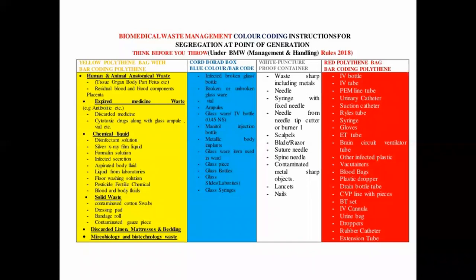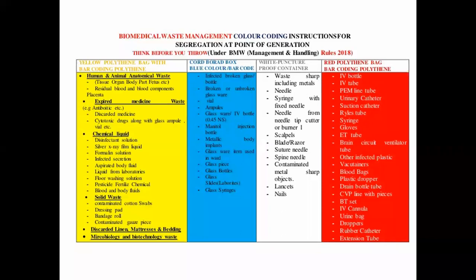Solid waste like your dressing pads, bandage roll, gauze pieces, and cotton swabs all will go to the yellow. Blue is meant for infected broken glasses, vials or ampoules. All the glassware will go to the blue bin, and even your metallic implants also. White puncture-proof is meant only for sharps: your scalpel, razor blade, suture needles, nails. All these things will go to the white puncture-proof container.